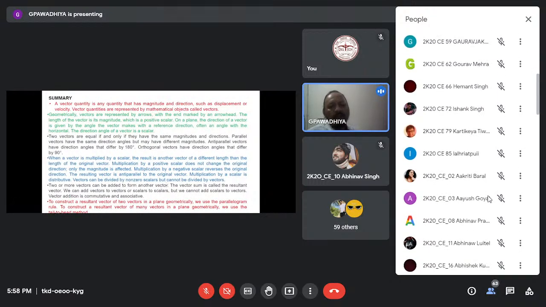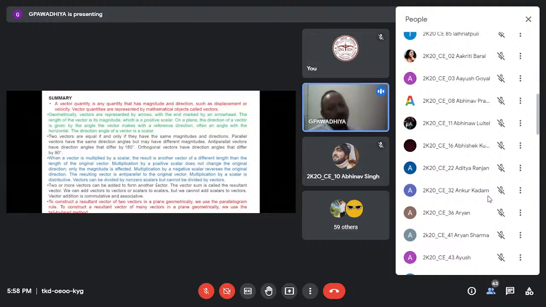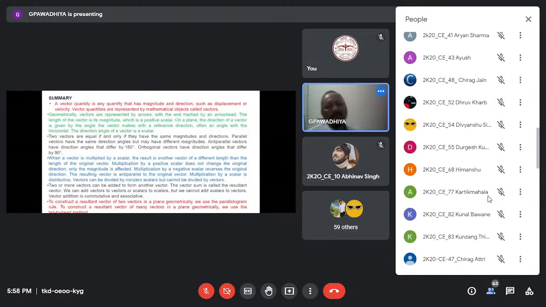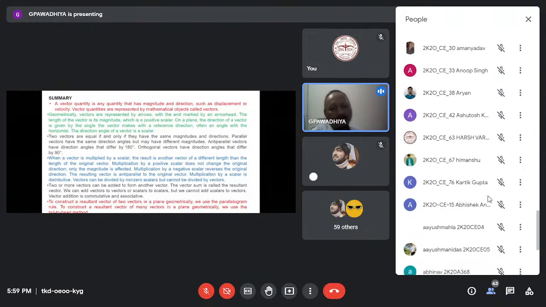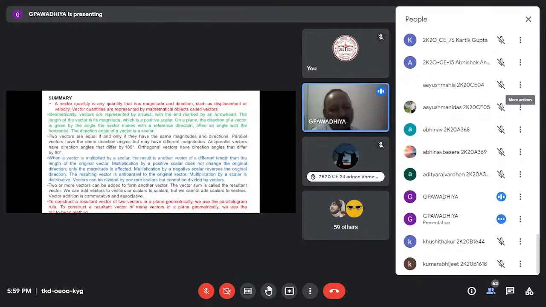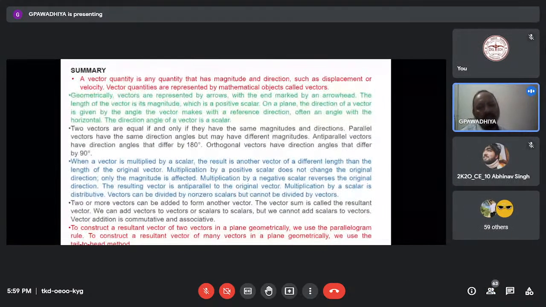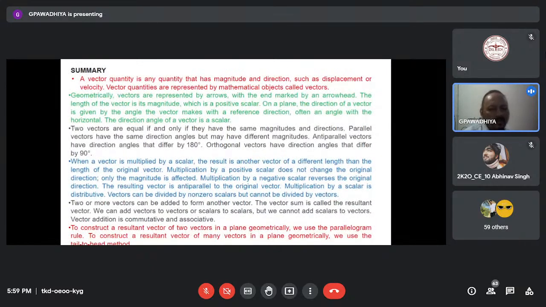A vector can be divided by a non-zero scalar. So we can either divide or multiply a vector by a scalar quantity, but we cannot divide a vector by a vector. Two or more vectors can be added to form another vector, and this vector is known as the resultant vector, and this operation can be done using the parallelogram. We can add vectors to vectors, scalars to scalars, but we cannot add a scalar to a vector. This vector addition is commutative and associative. We will prove this later.